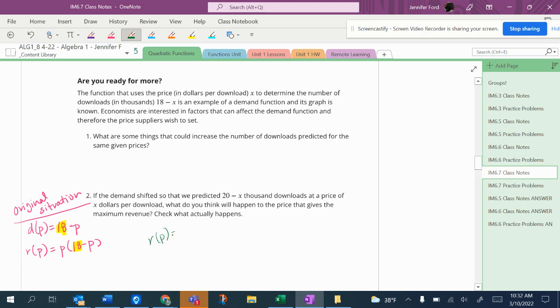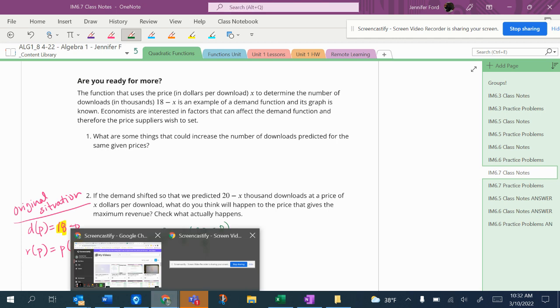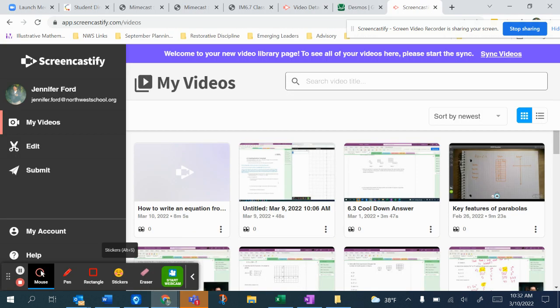R of P equals P times 20 minus P. So the question is, what does this do if I change that value? I'm going to let you make your own prediction. Go ahead and pause if you haven't made a prediction yet. And then we're going to look at Desmos to see what actually happens. Okay, so here I want to go to Desmos.